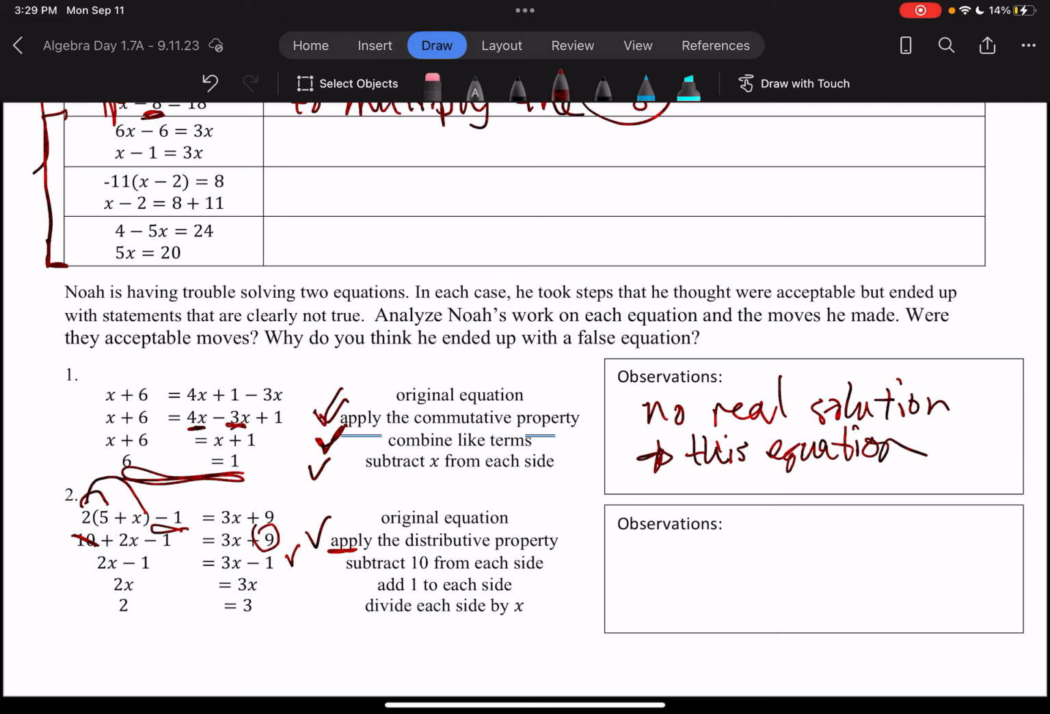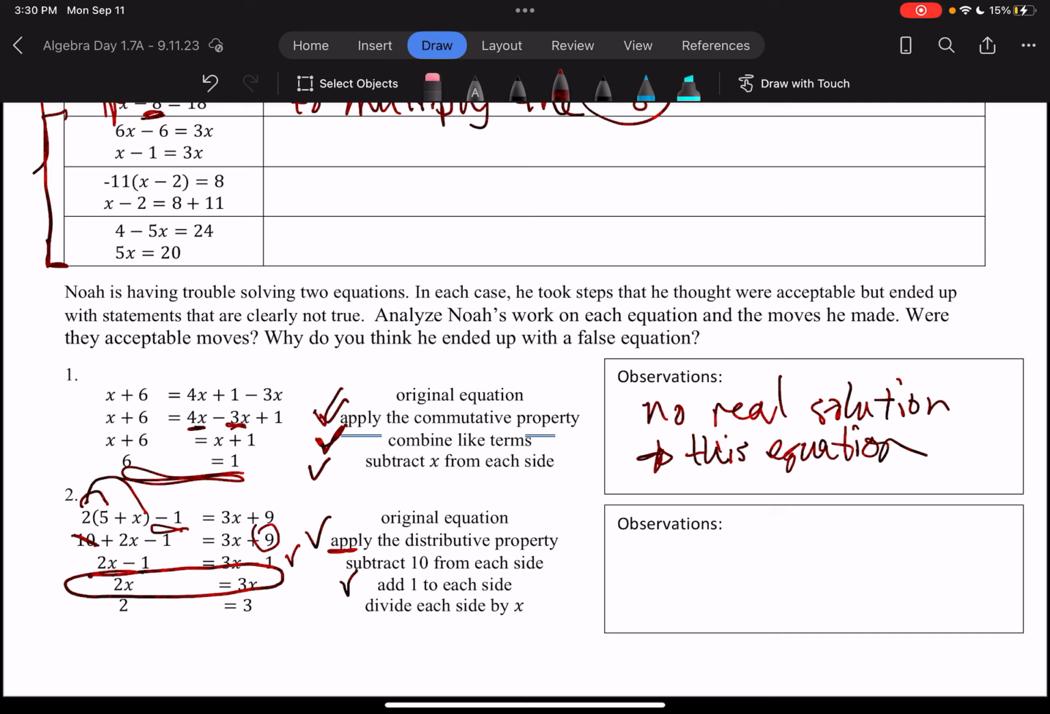All right, so then he said, well, I'm going to go ahead and add 1 to each side, and I'm going to get 2x equals 3x. And again, that is also true. But then he said, okay, I'm going to divide each side by x. All right, well, that is technically a legal move, right? And if you divide both sides by x, you end up with 2 equals 3. But notice that 2x equals 3x, there is a potential solution there. What solution would make both 2x and 3x equal to each other? What's the only number that we could plug in there that would make them equal to each other?